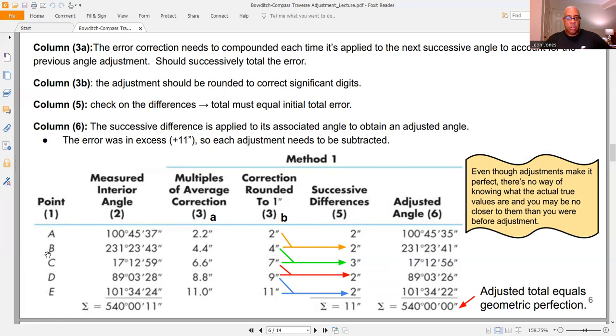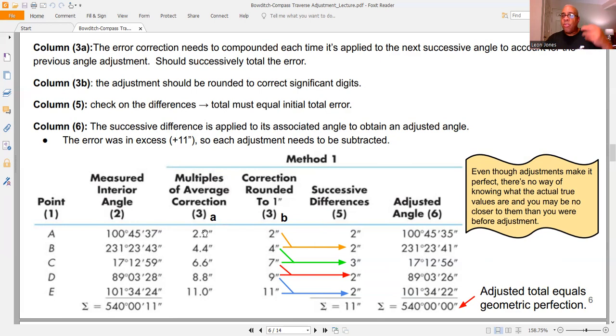In the first column of the table, love to set everything up in a table. It's organized. We have our points. Then we have our measured internal angle. And we add our internal angles up. And then we have multiples of the average correction. Now, how did I get all of these numbers right here? Well, when we divided 11 seconds by 5 points, we got 2.2 seconds.